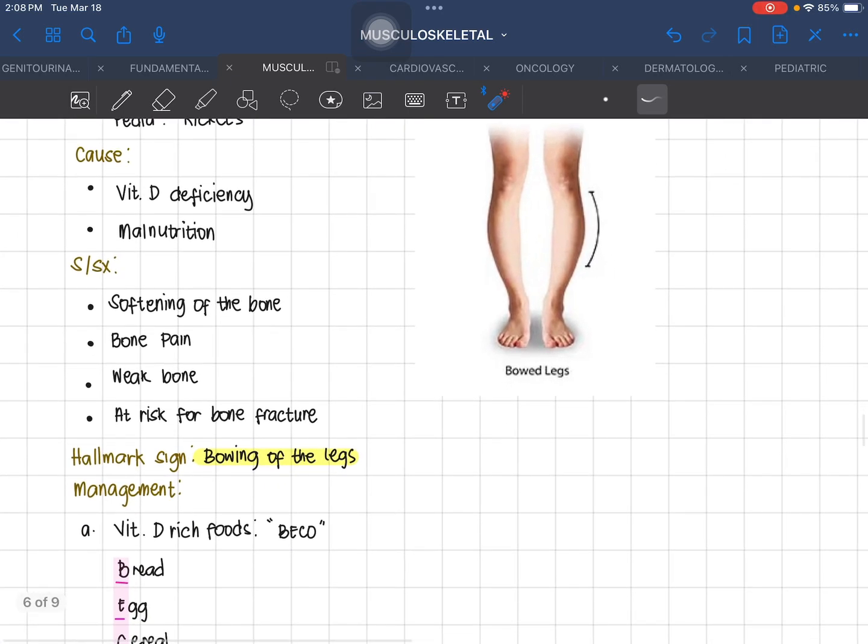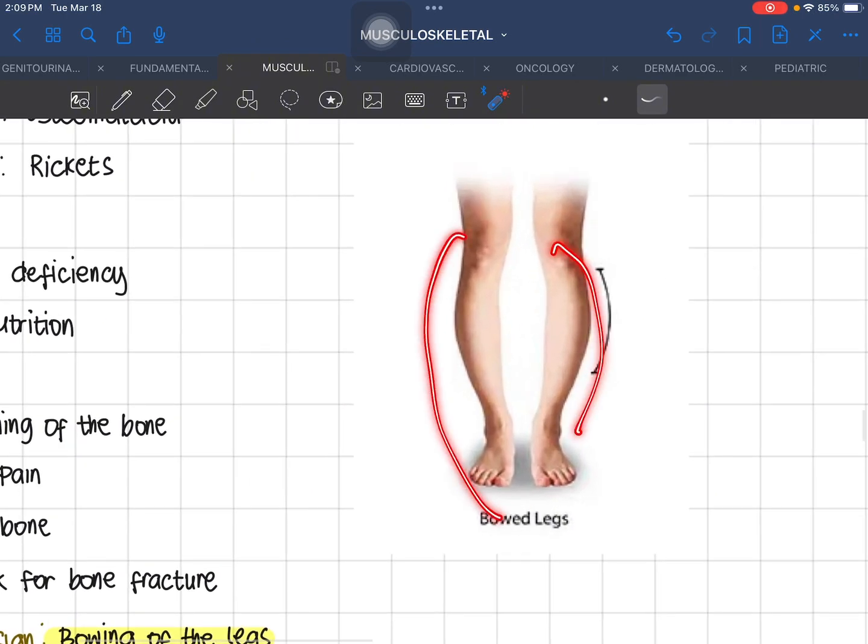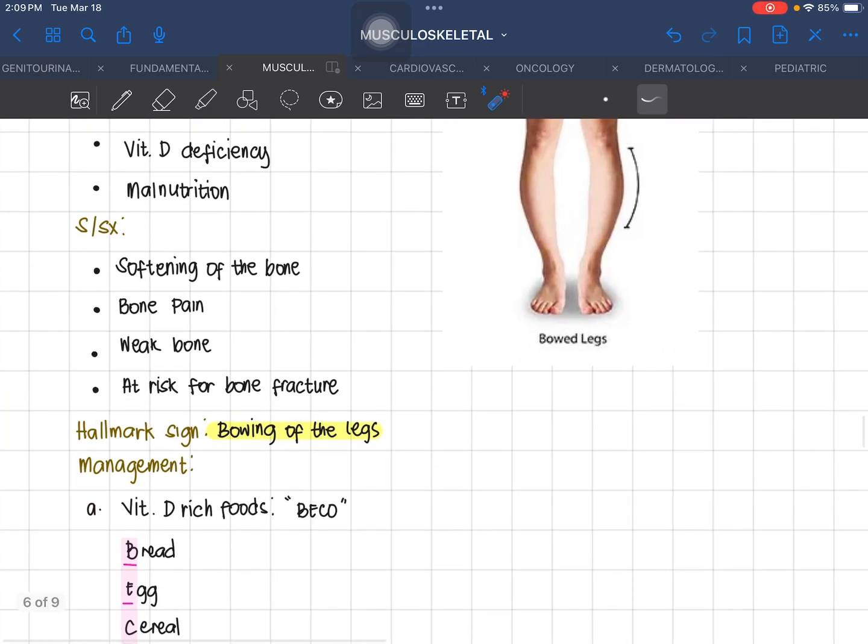So, tatandaan lang natin na yung osteomalacia is softening ng bone. Tapos, isipin natin, kapag soften yung bone, of course, it's weak. Risk ka for fracture. May pain. Yun. So, ang hallmark sign niya ay eto, bowing of legs. Ayan. Bowing of legs.